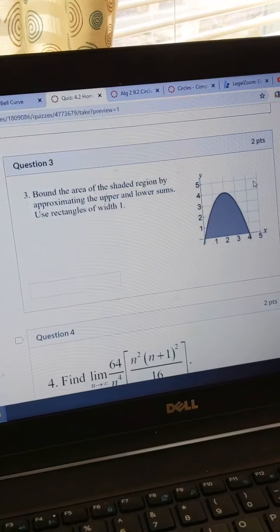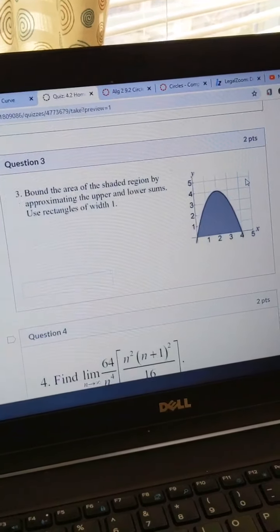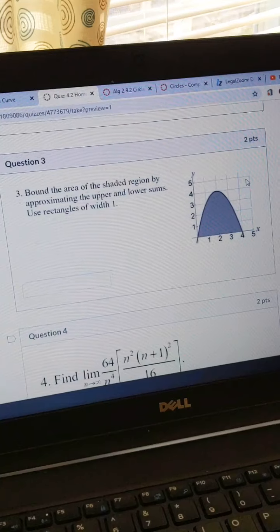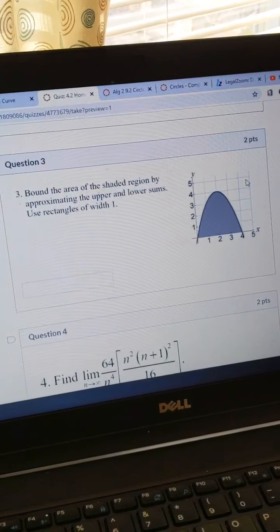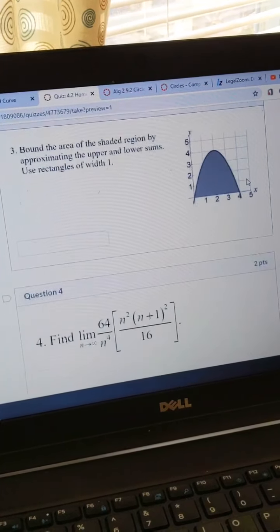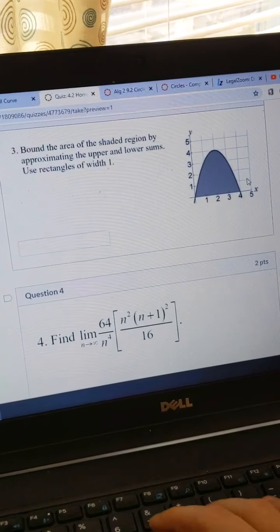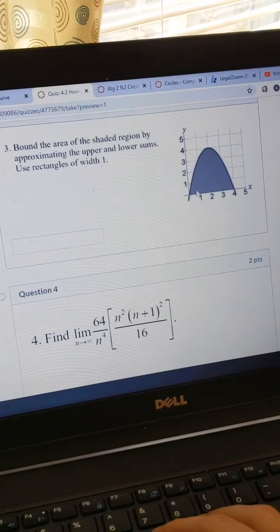All right. Next here, we're going to estimate the area in the shaded region bounded by the upper and lower sums. So we can use a rectangle width of 1. This is what we did yesterday. This one's kind of nice, we have a little bit better of a grid.